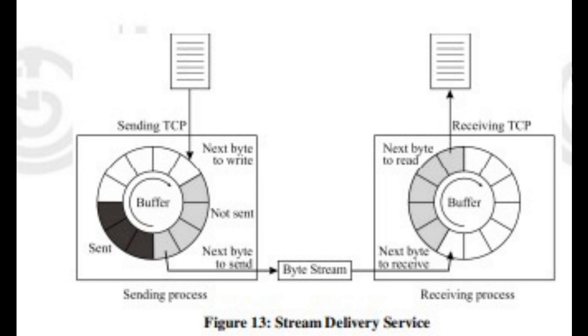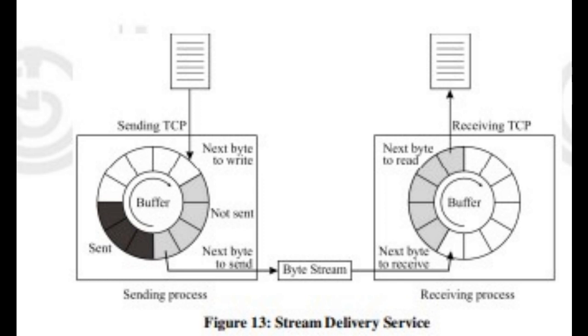Look at the screen. Figure 13, Stream Delivery Service. At the sending site, the buffer can have three types of chambers. The white section is the section of empty bytes which can be filled by the sender.